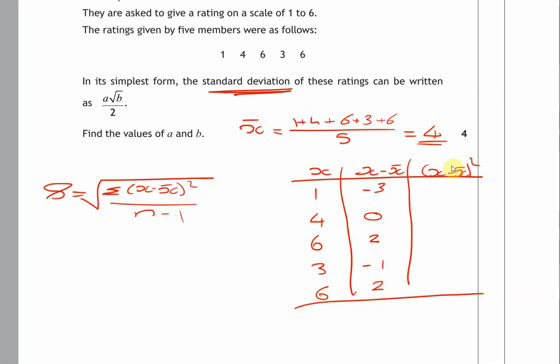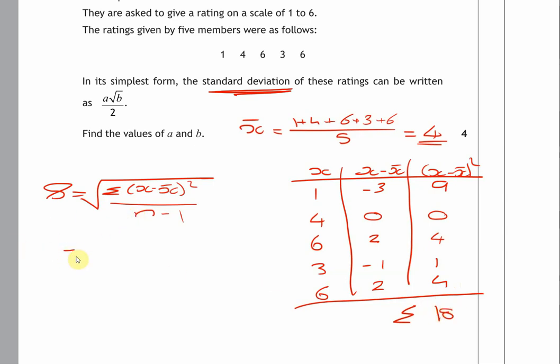So then what we do is we square this value. So here we're going to get 9, 0 again, we're going to get 4, we'll get 1, and we'll get 4. So let's add this up. So we get 9 plus 1 is 10, plus 4 and 4 is going to be 18. So the value here that we want is 18.